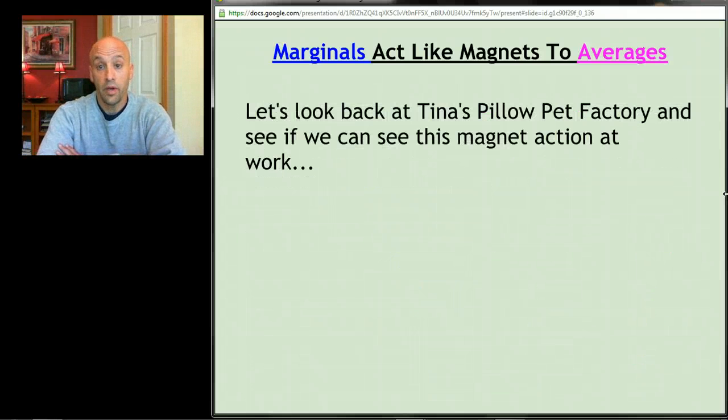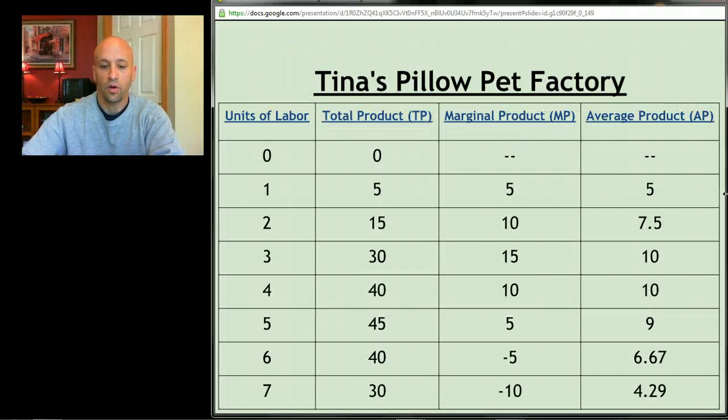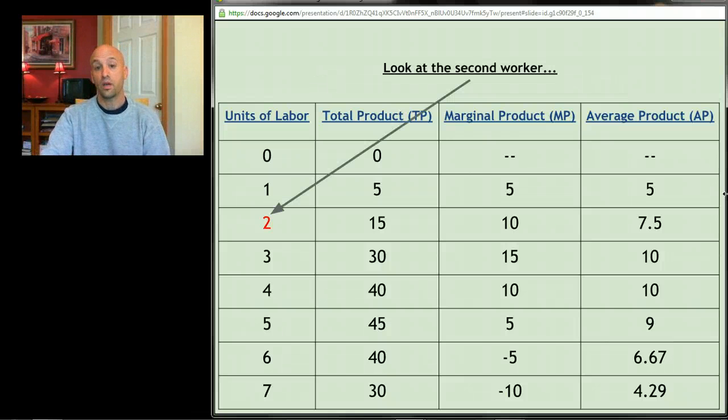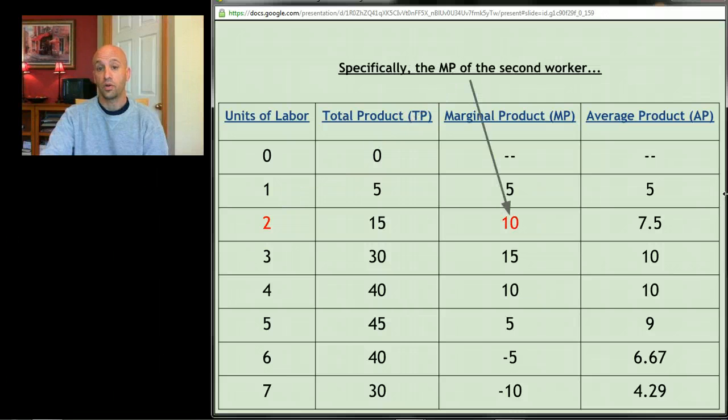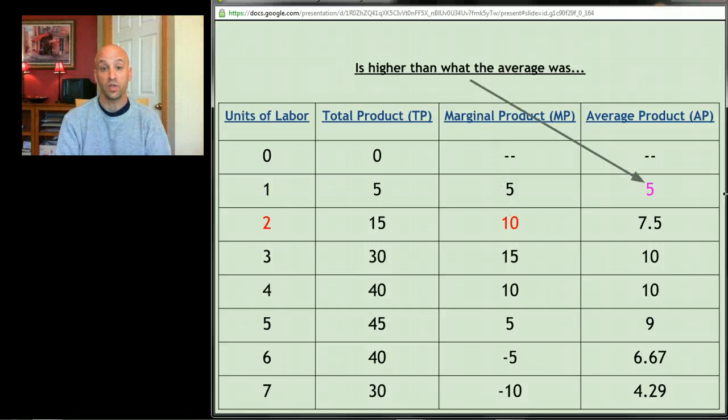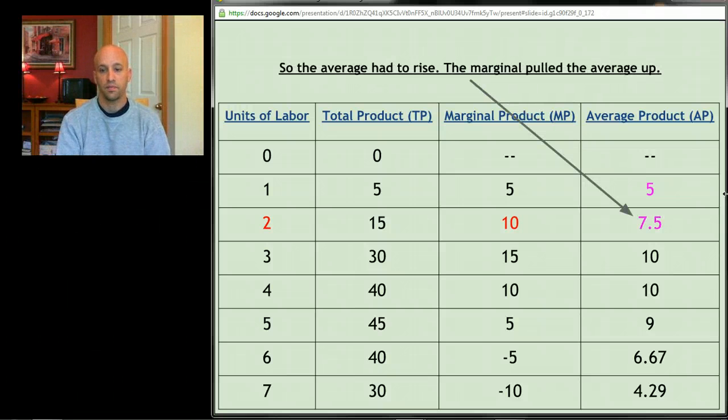So let's look back at Tina's Pillow Pet Factory and let's see if we can see that magnet action at work. We'll pick out a couple of workers here just to show you what's going on. Take a look at the second worker, and specifically take a look at the marginal product of the second worker. The marginal product was 10. Now compare that to what the average was before hiring that worker. Before the second worker, we had an average product of 5. Since the marginal product of the second worker was 10, and that marginal was above the average, since 10 is greater than 5, the average had to rise. That marginal product of 10 is raising the average from 5 to 7.5.